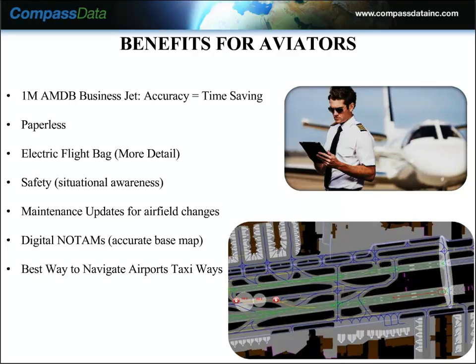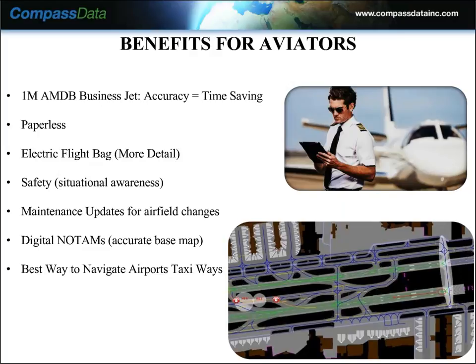And benefits for the aviators, so really looking at our current customer base, which is the avionics integrators that are taking this and generating a DO200 AMDB that goes into a cockpit. It's that 1 meter accuracy that is really a big difference maker. A lot of people in the space that are doing these AMDBs do it to a 5 meter level accuracy, whereas with this 1 meter you can do safety critical navigation, and that accuracy equals time savings.